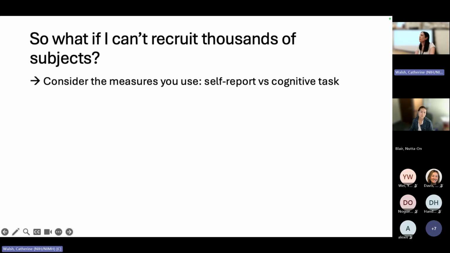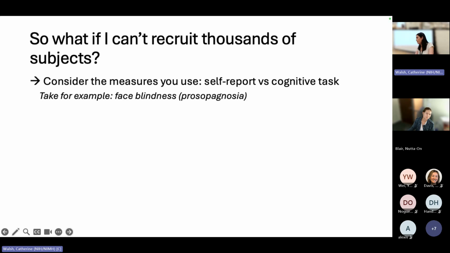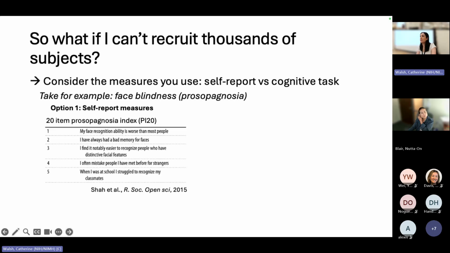We can also think about the kind of behavioral measures that we want to use. Thinking about self-report or behavior, just an actual cognitive behavioral task. So let's take an example of face blindness or prosopagnosia. If I want to try to measure how well someone's memory for faces is, on one hand, I can use self-report measures. I can just ask them. I could ask them questions, how do you agree with the fact that my face memory is worse than others? And keep going down the list.